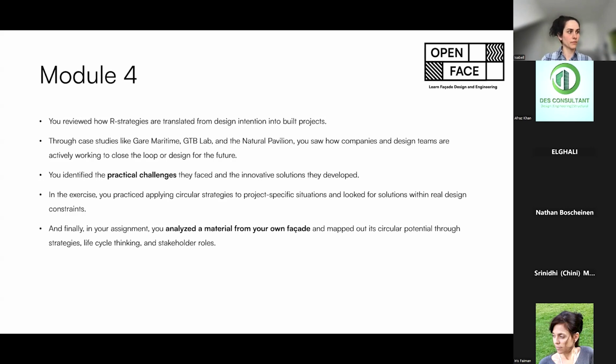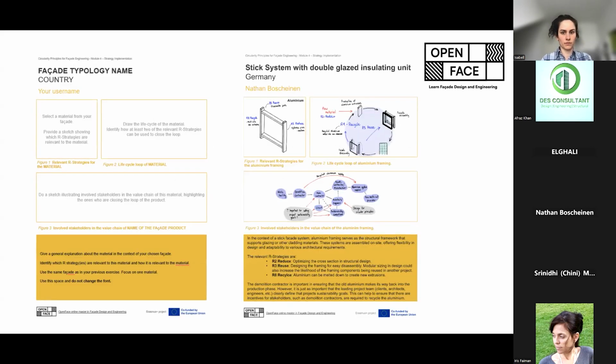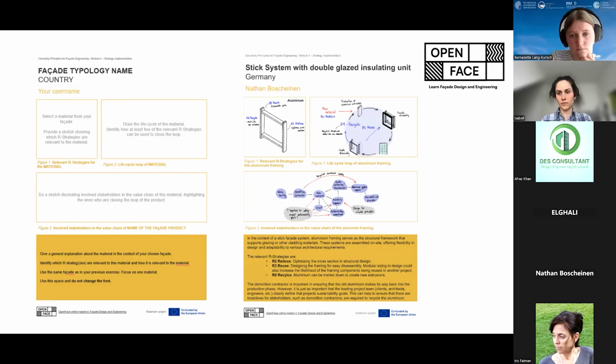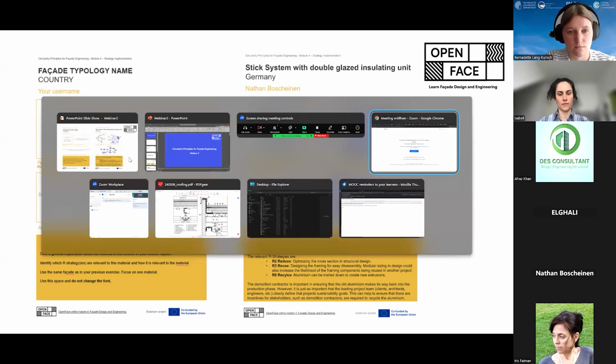Cool. So here's the quick recap of module 4, where we looked at Gar Maritime, GTB Lab, and the Natural Pavilion, and discussed how they had implemented circularity through their projects. And then in the assignment at the end of the module, we got your submissions for analyzing a certain material in your facade and the certain flows and things associated with that material. This here was the assignment. So to begin, we will go to the shared drive and have a look at our comments for each of the submissions here.